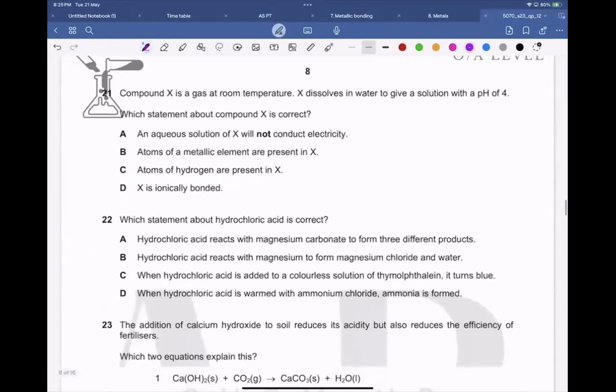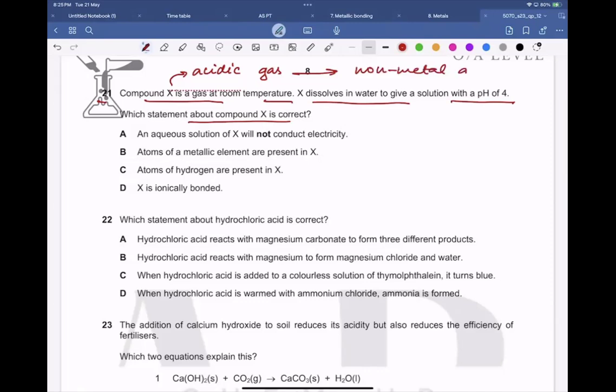Okay. Now, question number 21. Compound X is a gas at room temperature. X dissolves in water to give a solution with a pH of 4. Which statement about compound X is correct? X is a gas, so it means it's an acidic gas. So if it's an acidic gas, it means it's a non-metal oxide, because non-metal oxides are normally acidic, right?